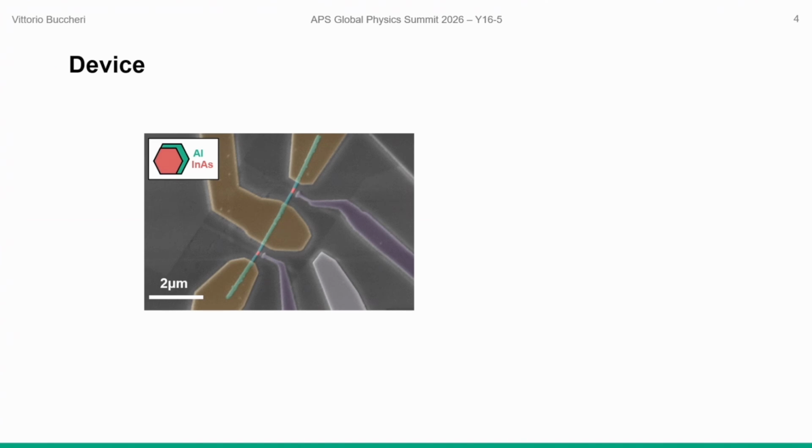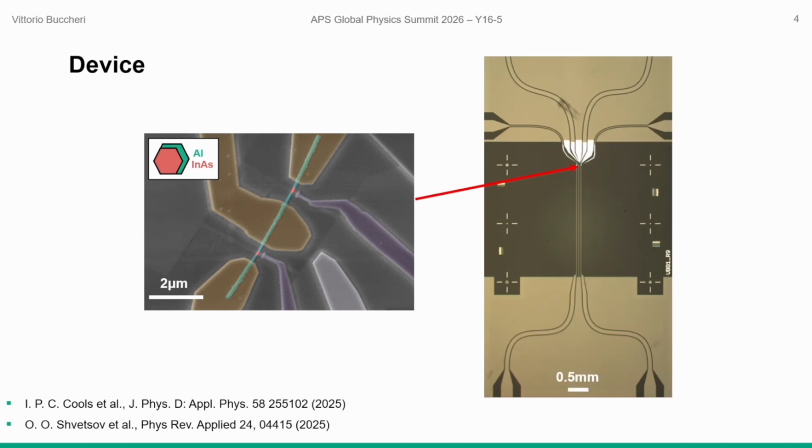So let me now present our device. Here you can see a false-colored SEM picture of the device. In the inset, there is a schematic of the section of the nanowire. The nanowire is a hexagon. It has a core of indium arsenide, and 3 out of 6 facets of the core are covered with aluminum. So we can deposit the nanowire on our chip. We can remove part of the aluminum, like here and here, to create the junctions. And then we can deposit the gate to control the junction, and then the ohmics to embed the nanowire in the resonator structure. This is an optical picture of the full device.